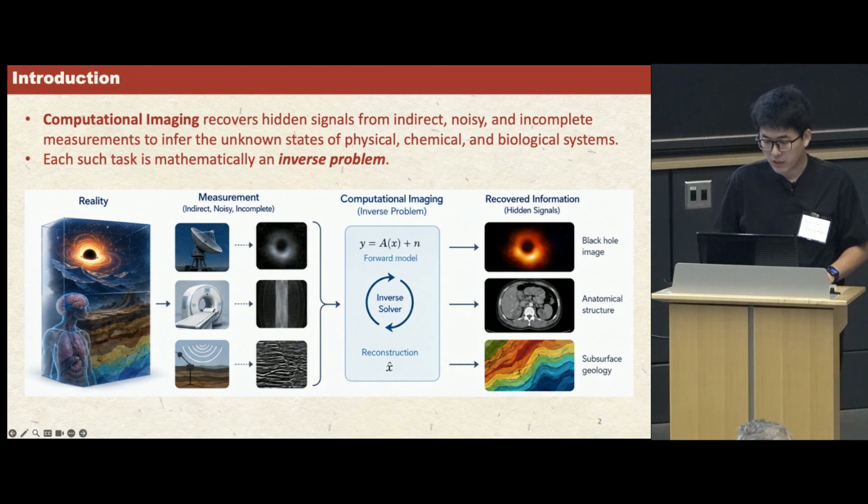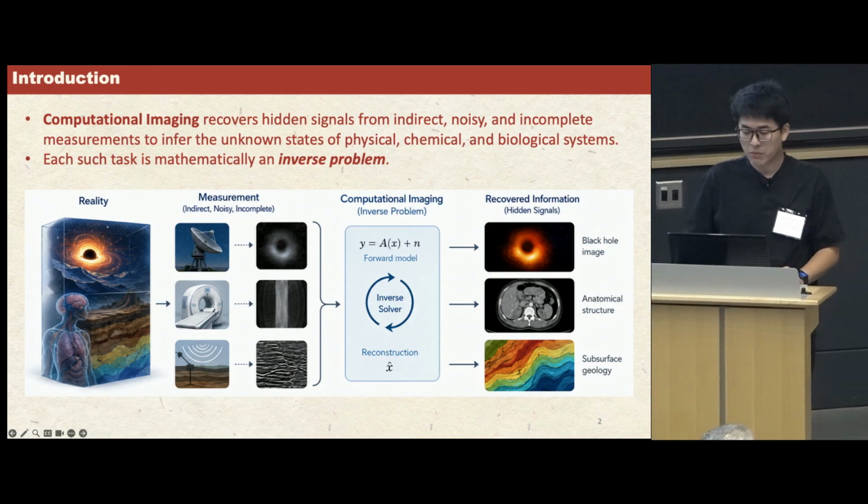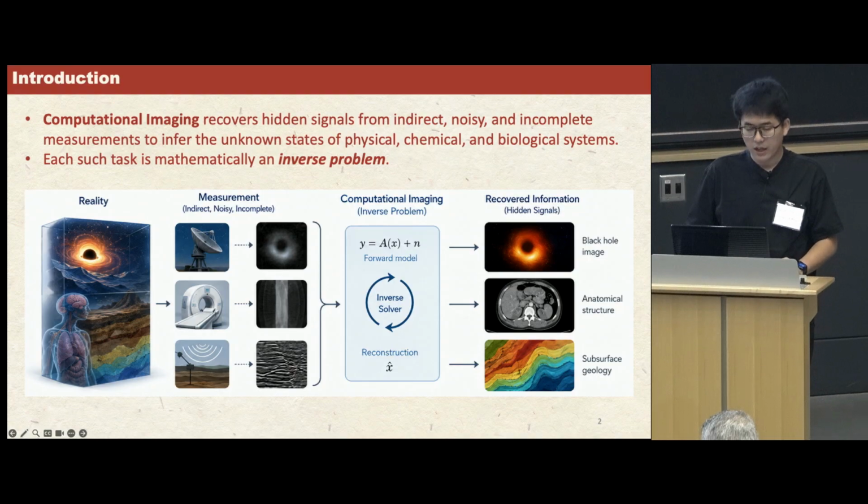Just a very quick framing here. In computational imaging, we measure something that is indirect, noisy, and incomplete, and we recover the hidden signal from it. Y equals A of X plus noise, where A is the physics of the instrument. Black hole imaging, CT, MRI, seismic inversion, and microscopy are all physically very different, but mathematically they are all the same object, which is the inverse problem. And this object is the engine underneath a giant amount of modern quantitative science.